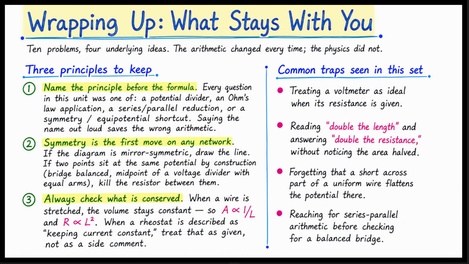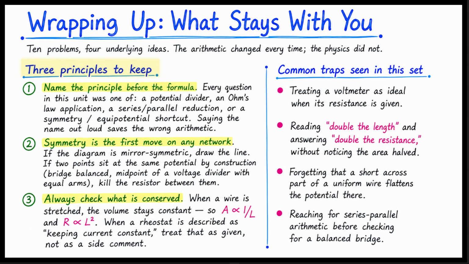We have come to the end of the 10 questions, and now is a good moment to zoom out. 10 problems, 4 underlying ideas. The arithmetic changed every time, but the physics did not. Let me give you the 3 principles I want you to keep, and then list the common traps we have already seen in this set.